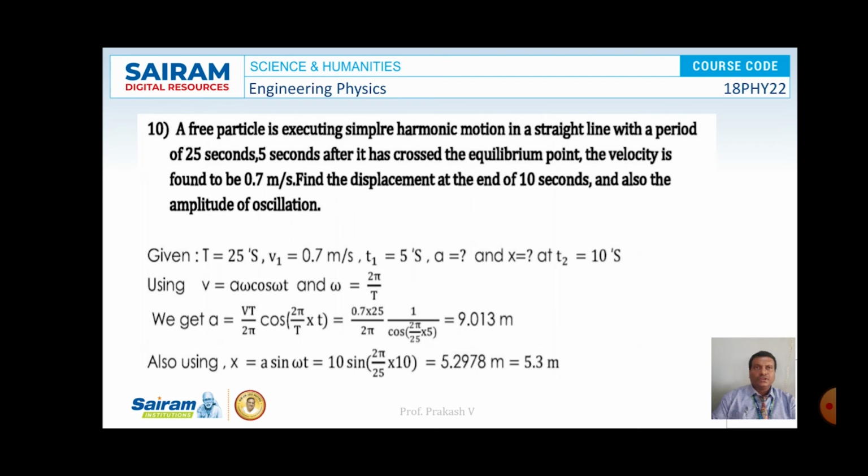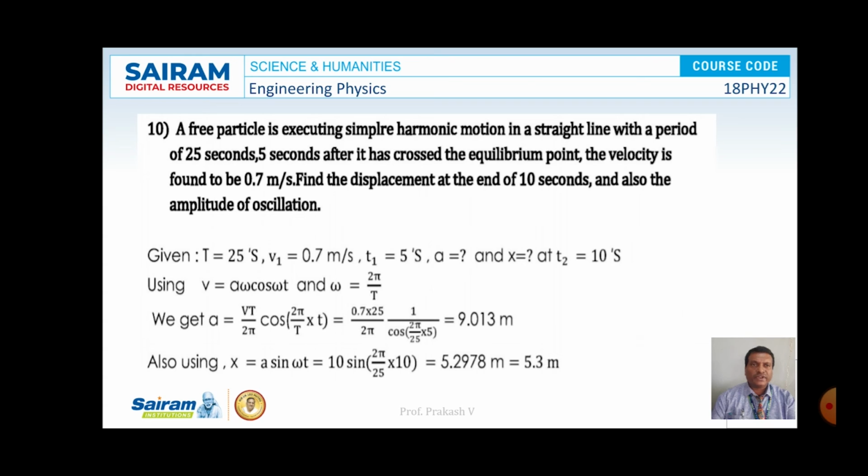So here period is given as 25 seconds and the velocity is 0.7 meter per second and t1 value is 5 seconds. What is the value of A and x here, at t is equal to 10 seconds? So we know that omega is equal to 2 pi by T. Further A is equal to VT by 2 pi into cos 2 pi by T into t. So on simplification by substituting the given data, the value of A is calculated as 9.013 meter.